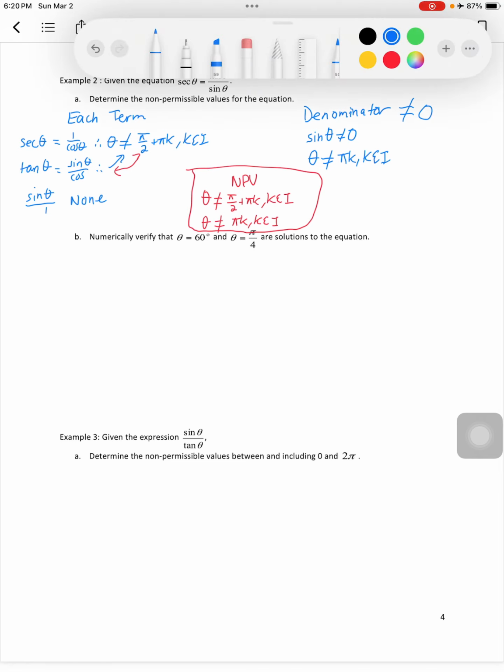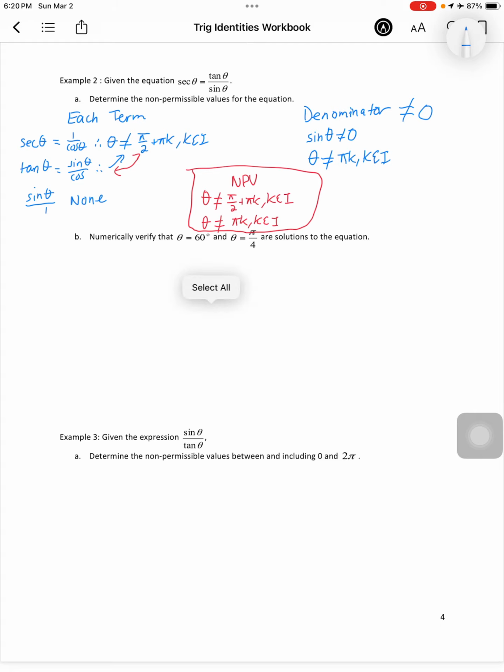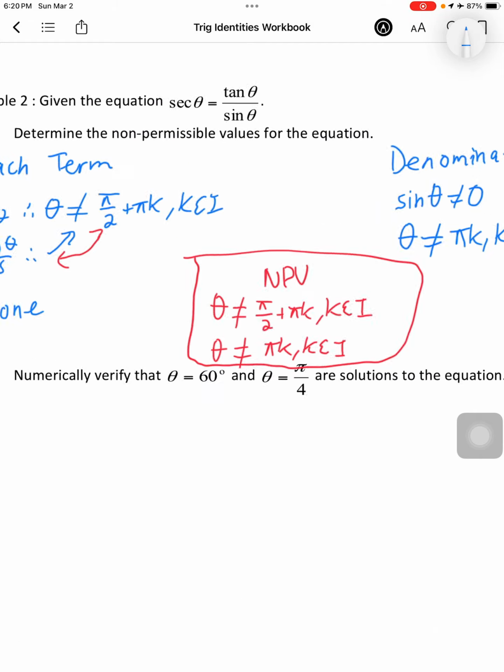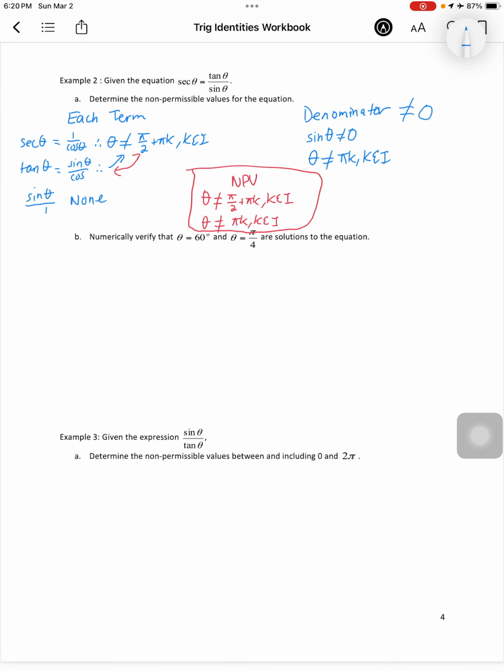So here, letter B. Numerically verify that theta equals 60 degrees and pi over 4 are solutions to the equation. So we're going to plug it into this equation still. To do this, you're going to set up a t-chart. And on the exam, they're going to give you a blank t-chart as well, so I just want you to get used to this format. So you're just going to break it up: secant theta on the left side of the equation, and tan theta divided by sine theta on the right side. Then you replace theta with 60 degrees, and we're going to repeat the whole process again for pi over 4.